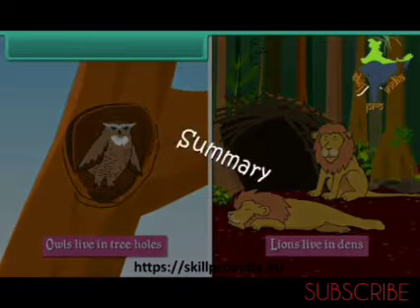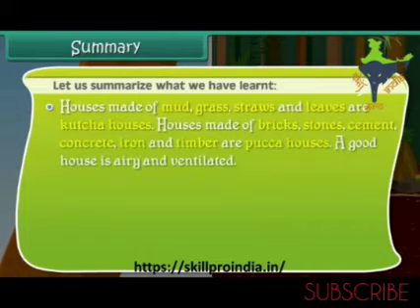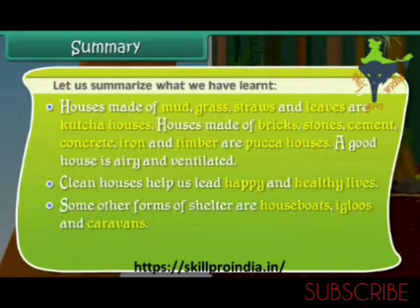Summary. Let us summarize what we have learned. Houses made of mud, grass, straws and leaves are kacha houses. Houses made of bricks, stones, cement, concrete, iron and timber are pakka houses. A good house is airy and ventilated. Clean houses help us lead happy and healthy lives. Some other forms of shelter are houseboats, igloos and caravans.